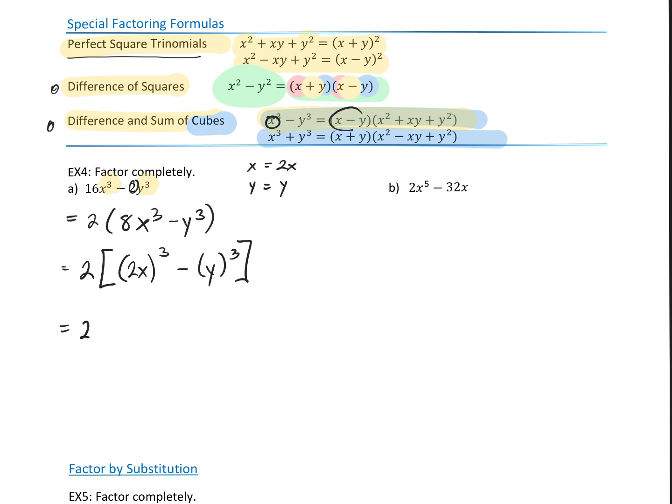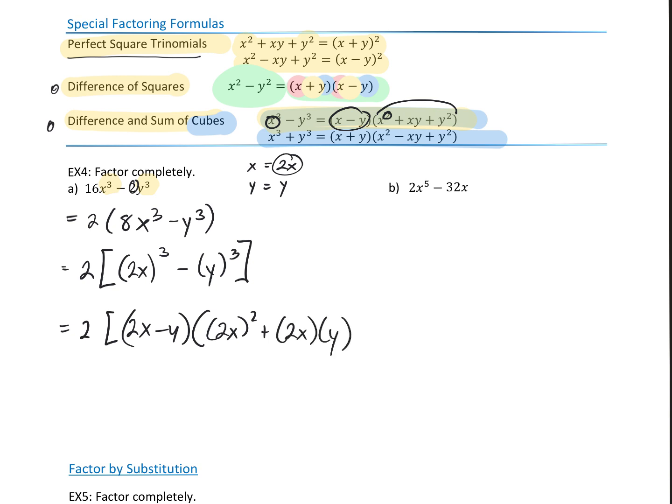So let's work on the first part of factoring. We're just going to do the x times the y. So that's going to be 2x minus the y, and then let's work on the next part. My x term, again, remember, is actually 2x, so be careful there. 2x squared, plus my x value times my y value, plus my y value squared, so y squared.